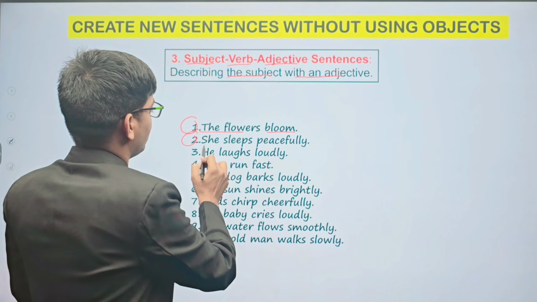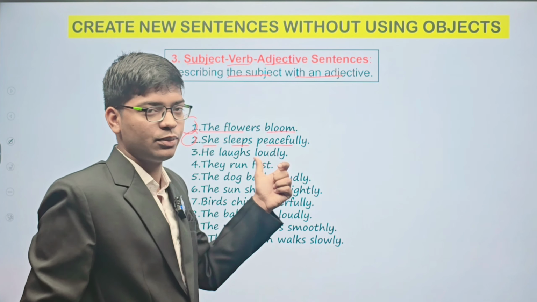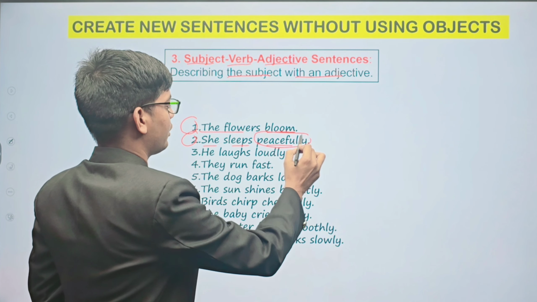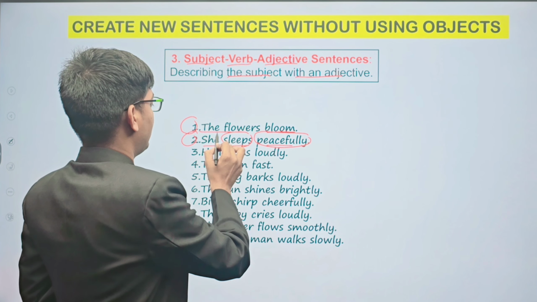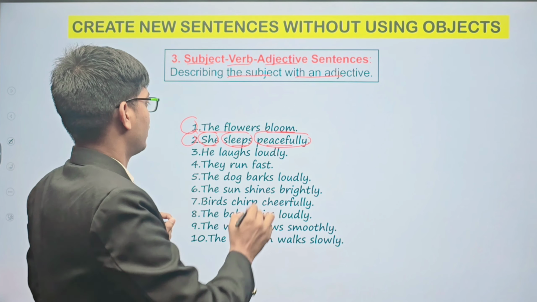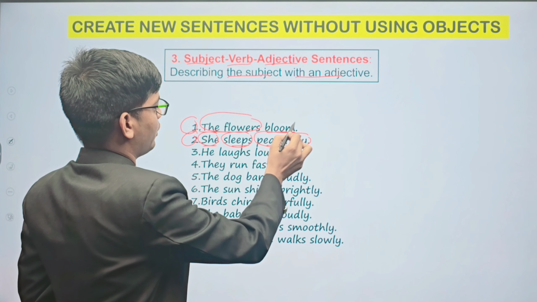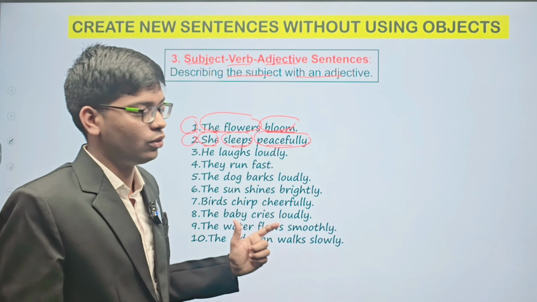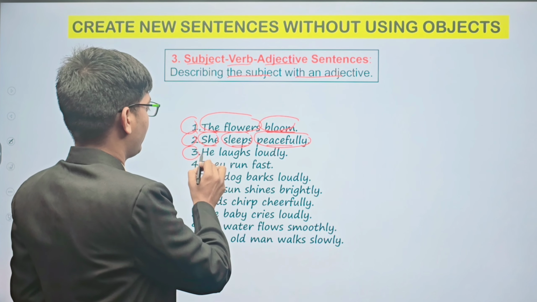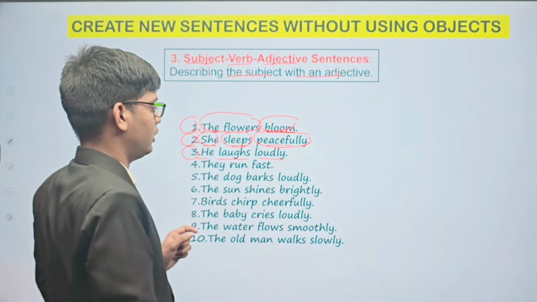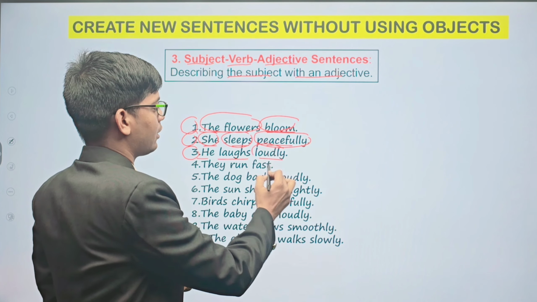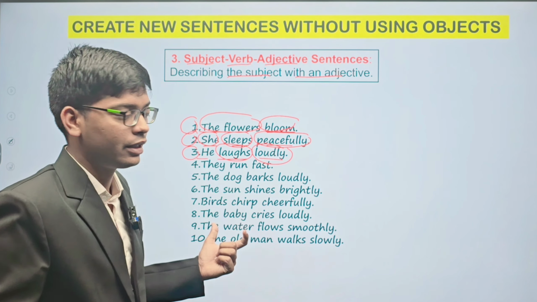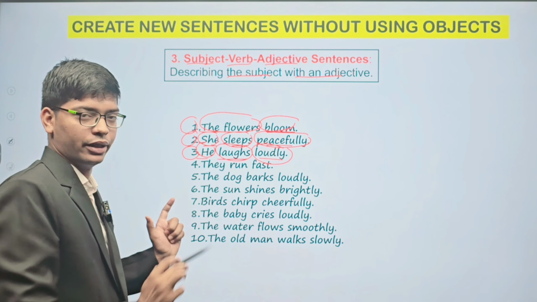Next, she sleeps peacefully. Peacefully is an adverb here, sleeps is the main verb, and she is the subject. The flowers is a subject here. Next one, he laughs loudly. Loudly is an adverb here, laughs is the main verb, and he is a subject pronoun.